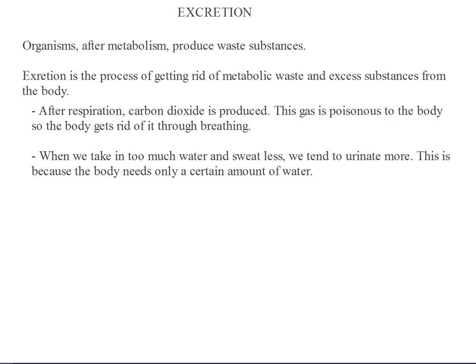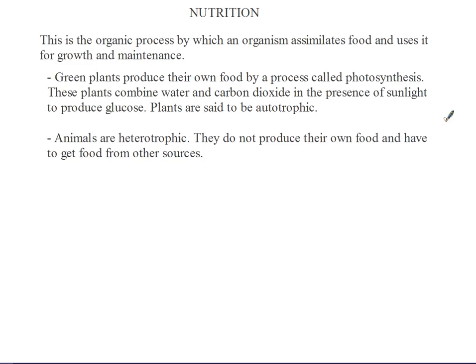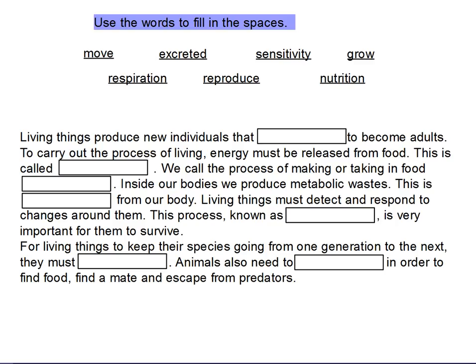Okay, so that is it for excretion. Nutrition. We need to eat in order to live. So the process of making or getting food is what we call nutrition. Now, green plants have chlorophyll, which they use in making their own food. Animals are heterotrophic. We need to go and look for our own food by eating other organisms. Okay, so this is something for you to do. You just drag the right answer and drop into the right box. Okay, so I'll pause the video here and then you do the exercise. Once you're done, we continue.